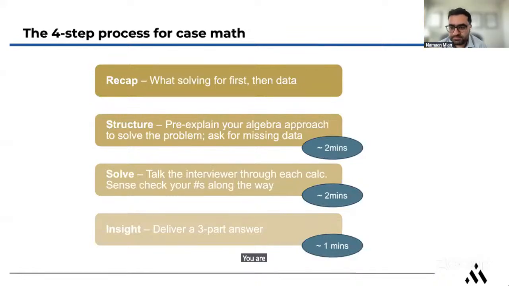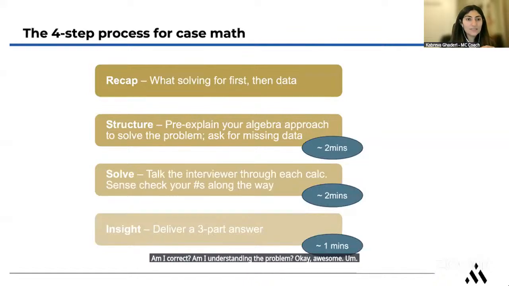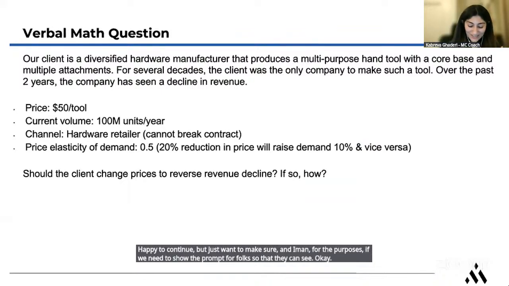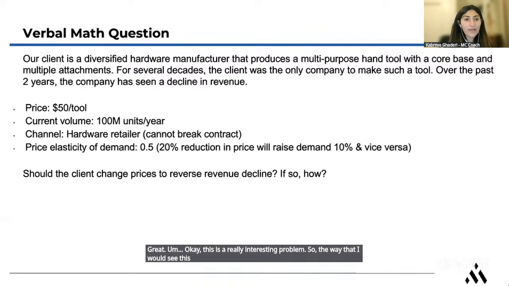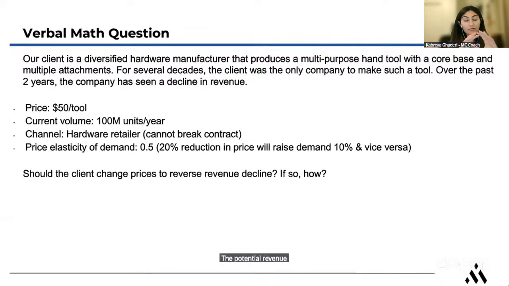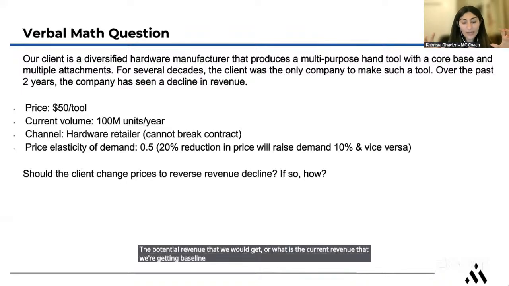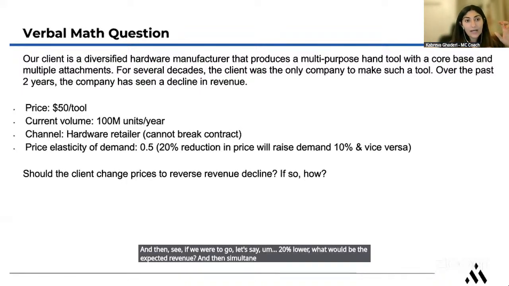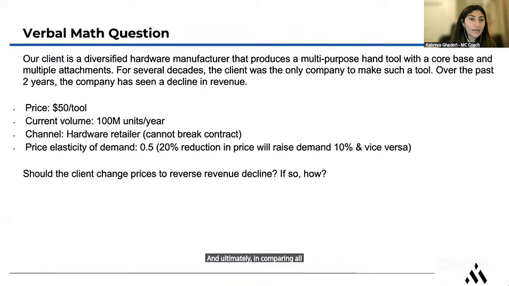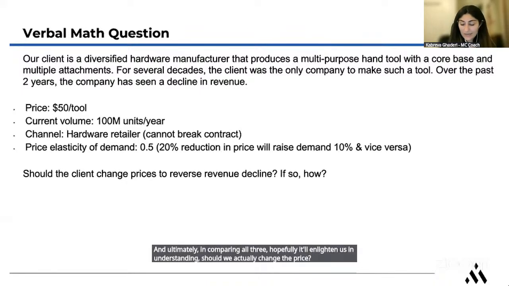You are. Okay, awesome. Happy to continue, but just want to make sure I'm on track for the purposes of showing the prompt to folks so that they can see. Okay, great. This is a really interesting problem. The way that I would see this is that we actually have to do some scenario testing to, one, understand the current baseline revenue we're getting with the $50 price. And then see if we were to go, let's say, 20% lower, what would be the expected revenue? And then simultaneously do the same analysis if we were to go 20% higher in price. And ultimately, in comparing all three, hopefully it'll enlighten us in understanding whether we should actually change the price moving forward.